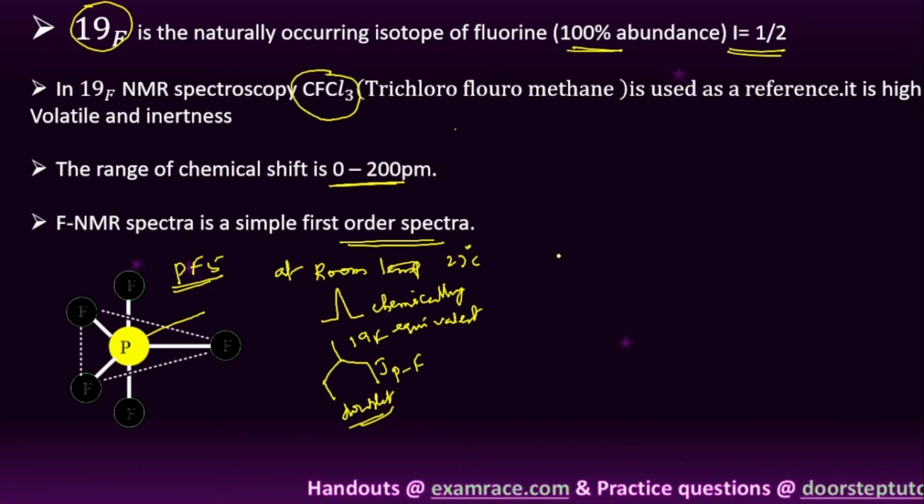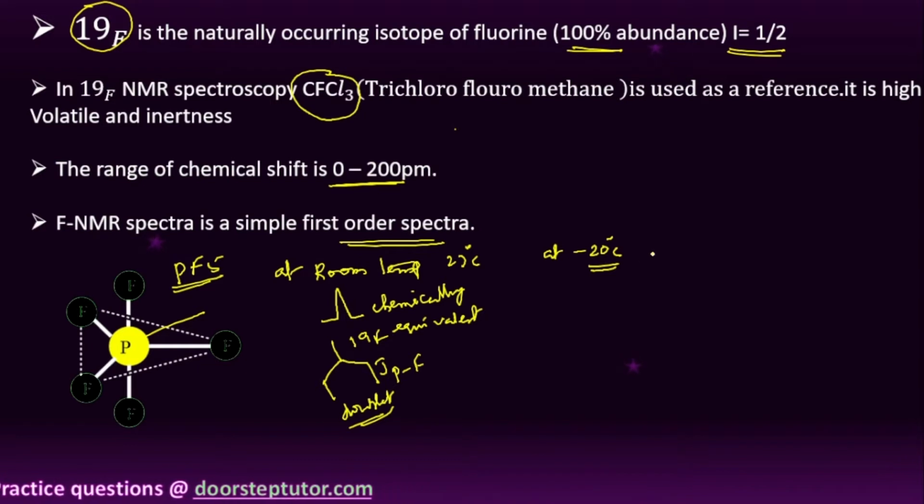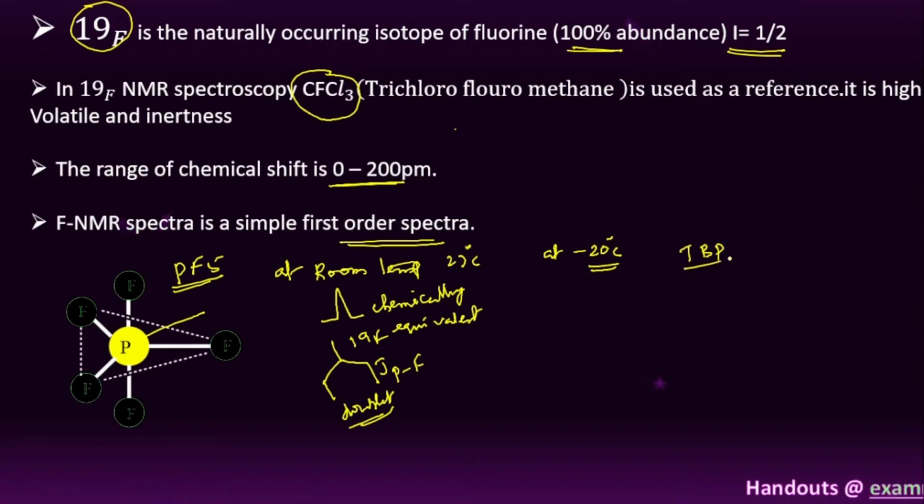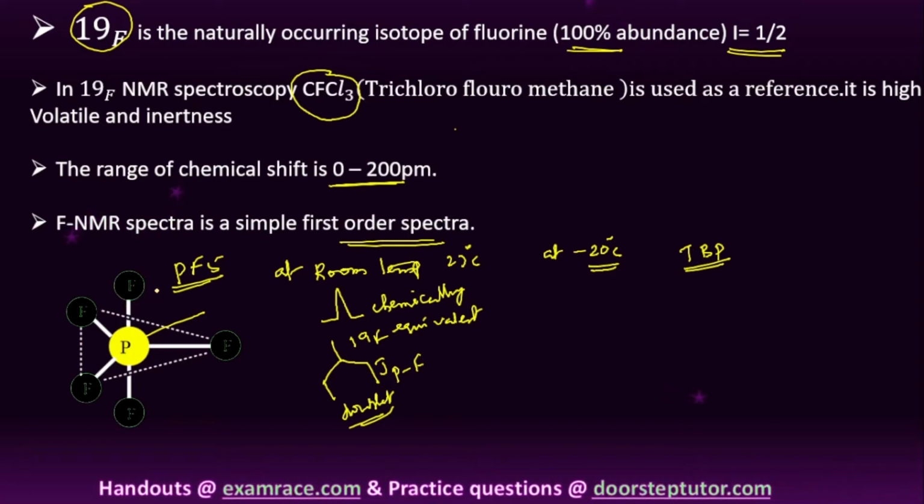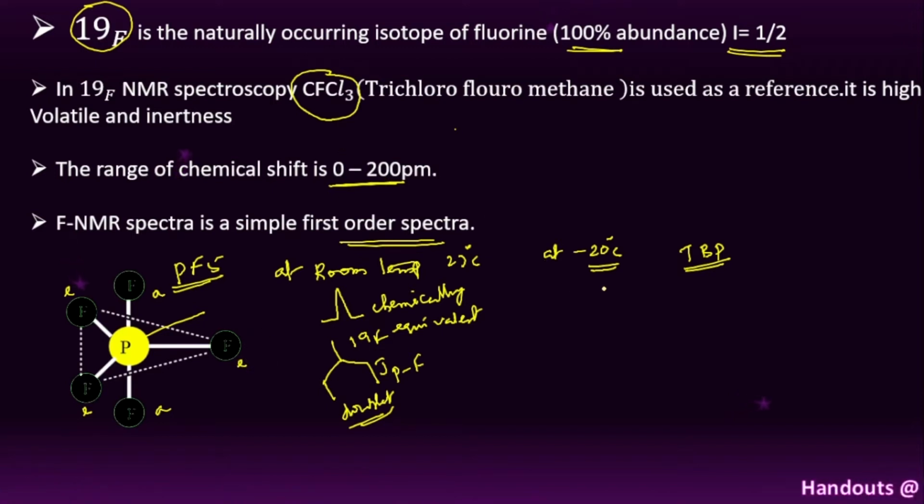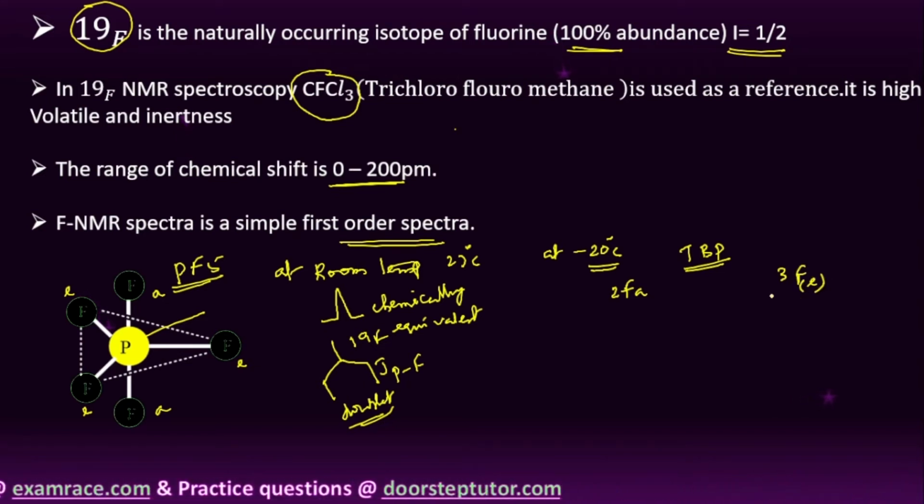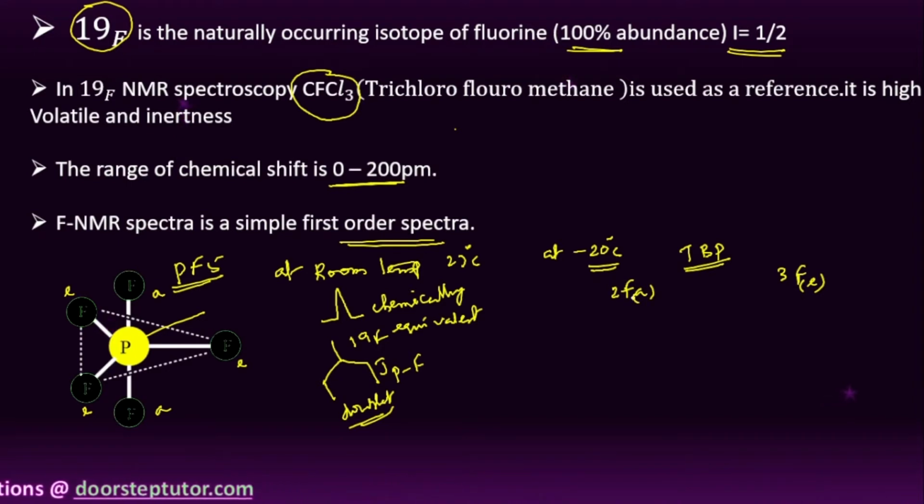But when we decrease the temperature, at minus 20 degrees, the compound freezes and shows a perfect trigonal bipyramidal geometry. In this geometry, two fluorine atoms are axial and the remaining three fluorine atoms are equatorial. So three fluorine atoms are equatorial and two fluorine atoms are axial. We will discuss the axial first, then move to the equatorial.